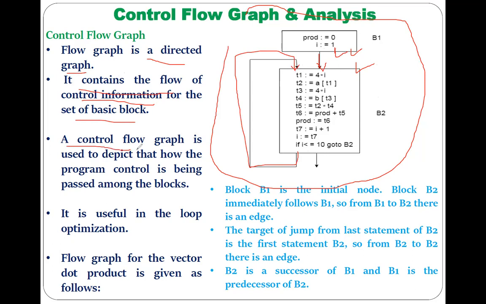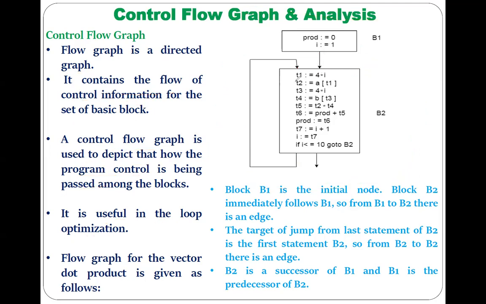So a control flow graph is used to show or depict how the program control is passing from one particular basic block to another basic block. So this is basically utilized for loop optimization, and it is also utilized for global optimization. Okay. So that is the control flow graph and the control flow analysis. From this control flow graph, we can analyze things related to how the control is flowing or moving from one basic block to another basic block.